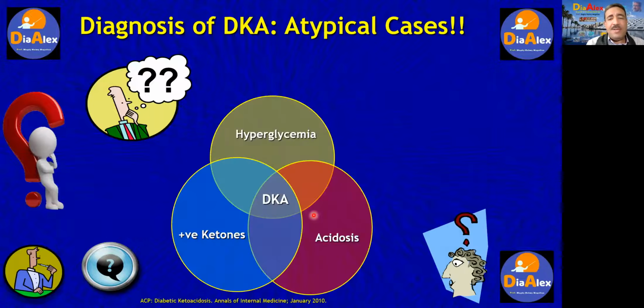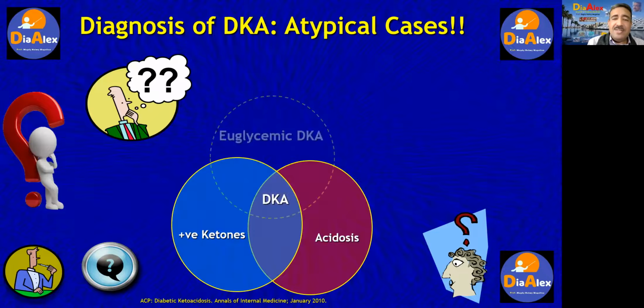So this is the first possibility. Can DKA present without hyperglycemia? And the answer is yes. This is called euglycemic DKA.